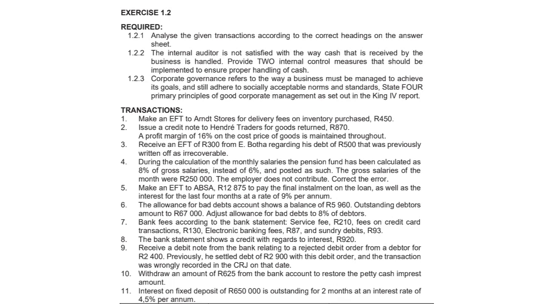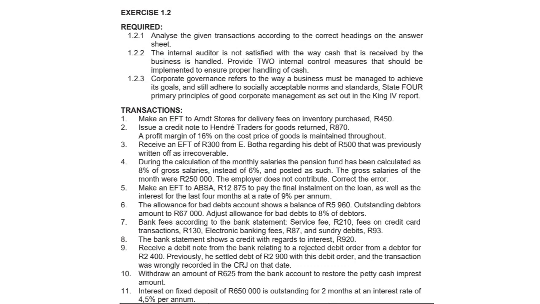Number 9. Receive a debit note from the bank relating to a rejected debit order from a debtor for 2,400 Rand. Previously, he settled the debt of 2,900 Rand with this debit order, and the transaction was wrongly recorded in the cash receipts journal on that date. Number 10. Withdraw an amount of 625 Rand from the bank account to restore the petty cash amount.